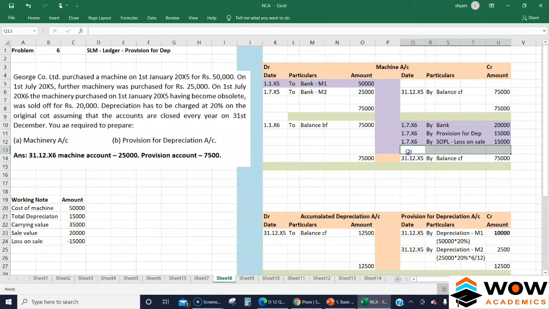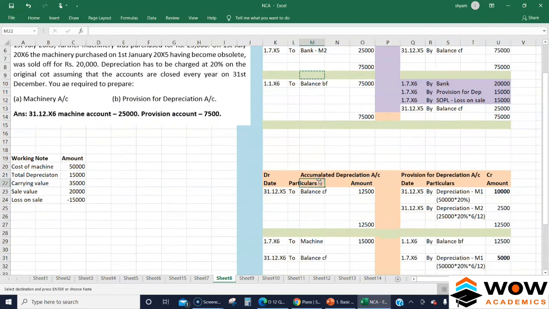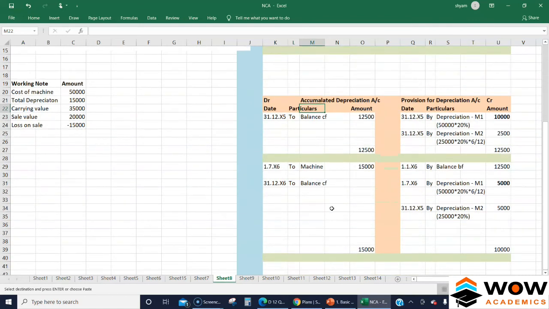So we have to close it. The total value has to be 75, but what would be the closing? The balancing figure here would be only 25,000. That is actually machine 2's worth. Machine 2 worth is 25,000, so that alone would be kept here. And we'll go to the accumulated depreciation side, where we have not closed.